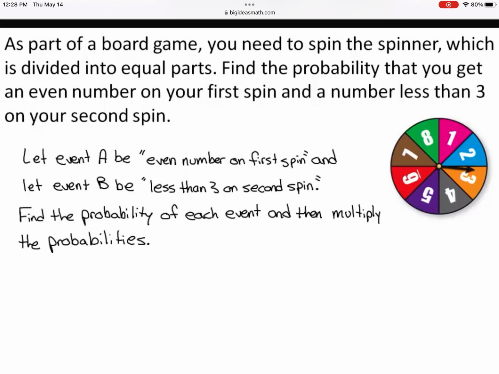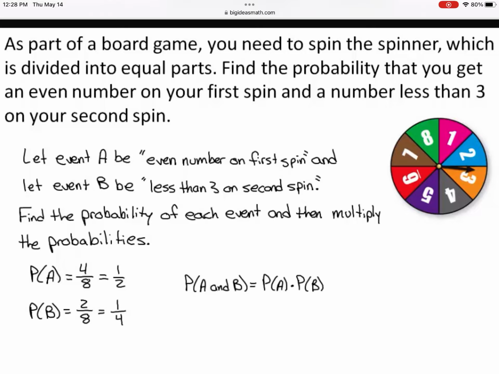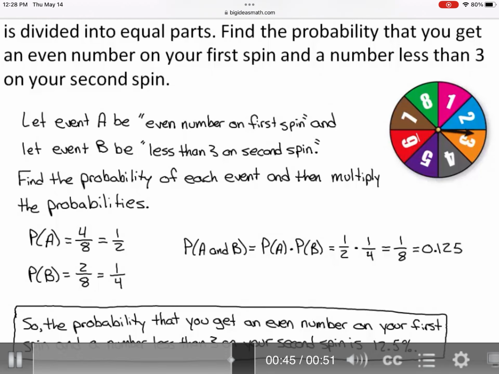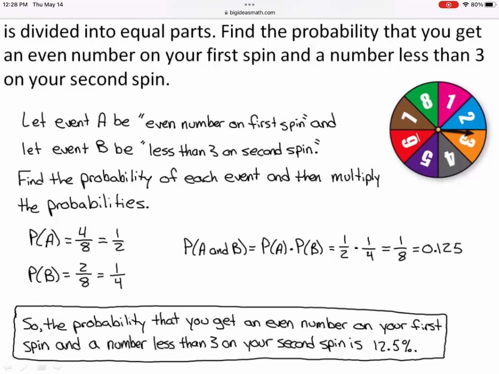Find the probability of each event and then multiply the probabilities. The probability of event A equals 4 divided by 8, or 1/2. The probability of event B equals 2 divided by 8, or 1/4. So the probability of A and B equals the probability of A times the probability of B, which equals 1/2 times 1/4, or 1/8, and 1/8 equals 125 thousandths. So the probability that you get an even number on your first spin and a number less than 3 on your second spin is 12.5%.